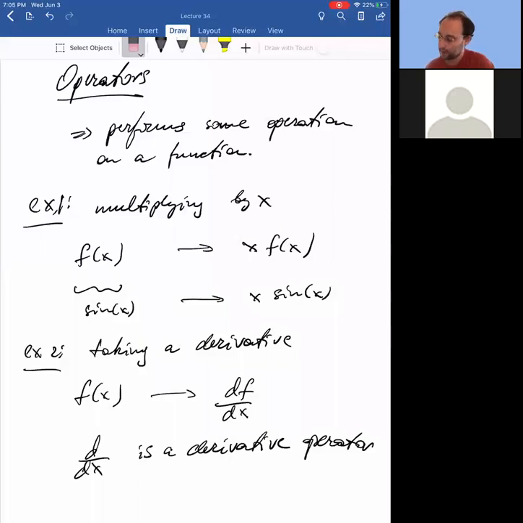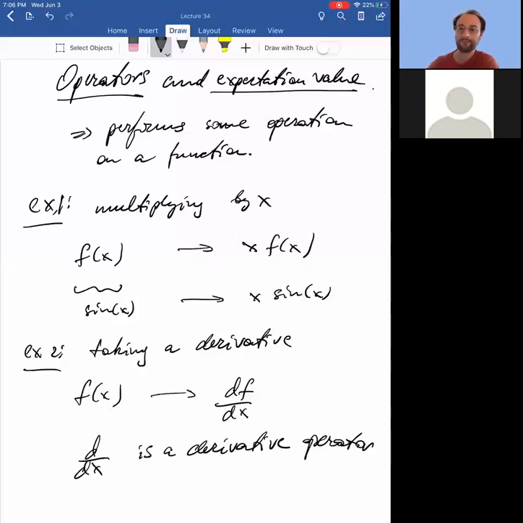Now we need to discuss something called operators and expectation values. That's the next bite-sized piece of information, and you need this for homework 9. So expectation value is just a fancy name for average. Okay, quantum mechanics gives you a distribution of values, you get a distribution of outcomes, and the average of that distribution is called an expectation value.